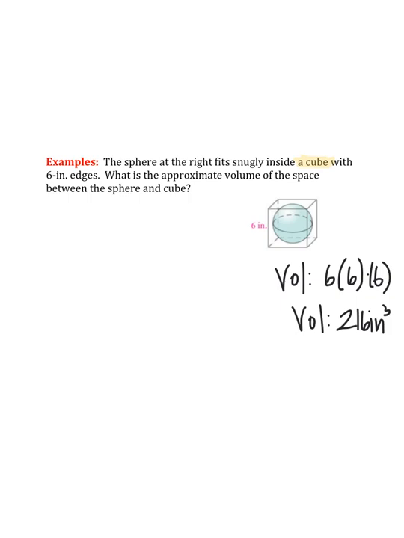Now from that, I need to subtract the volume of my sphere. If my edge here is 6, that means the diameter of my sphere is also 6, because it says that it fits snugly inside, so we can assume that our diameter is 6. That means my radius is going to be 3. If my radius is 3, and I substitute that into my volume formula, 4/3 pi radius cubed, my volume here ends up being 36 pi.